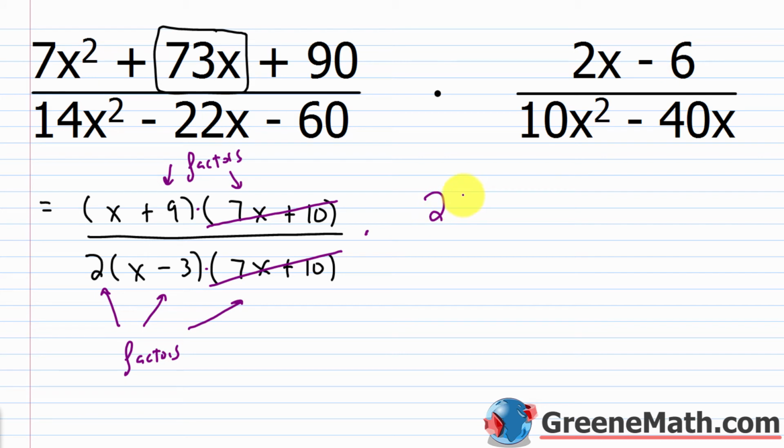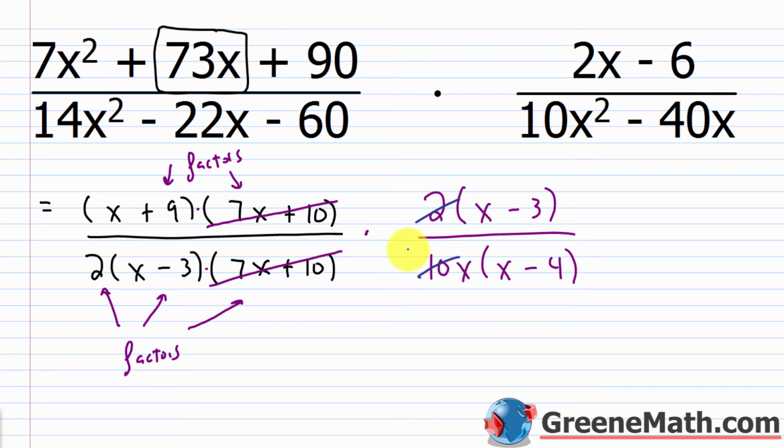Pull out a 2 from the first one, so I'd have x minus 3 inside. In the denominator here, I could pull out a 10x, and I'd be left with x minus 4 inside. So what can I cancel here? Well, I know between 2 and 10, I can cancel a common factor of 2. So this would be 5. I can now cross-cancel a factor of x minus 3 between here and here. So that's gone. And nothing really else that I can do.